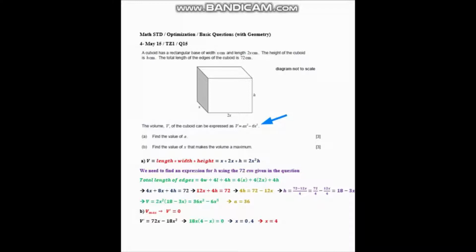We are told that the total length of the edges of the cuboid is 72 centimeters. So how many edges does a cuboid have? A cuboid has 12 edges. 4 of them have a length of 2x, and there they are. This is equal to 2x, this is equal to 2x, this is equal to 2x, and there is an edge at the bottom, at the back of the floor of the cuboid, that we cannot see, that is parallel to the 2x, and it is also equal in length to 2x. There are the 4 edges that are equal to 2x.